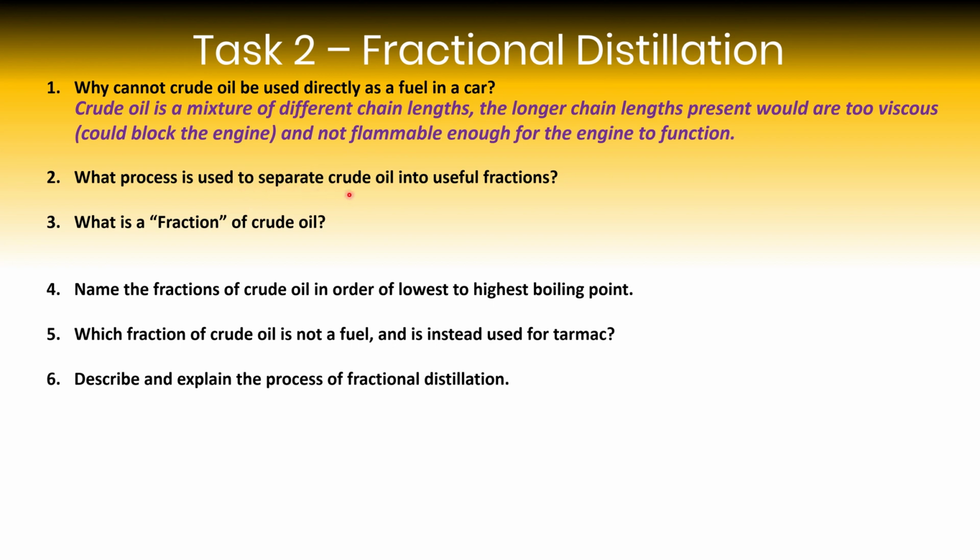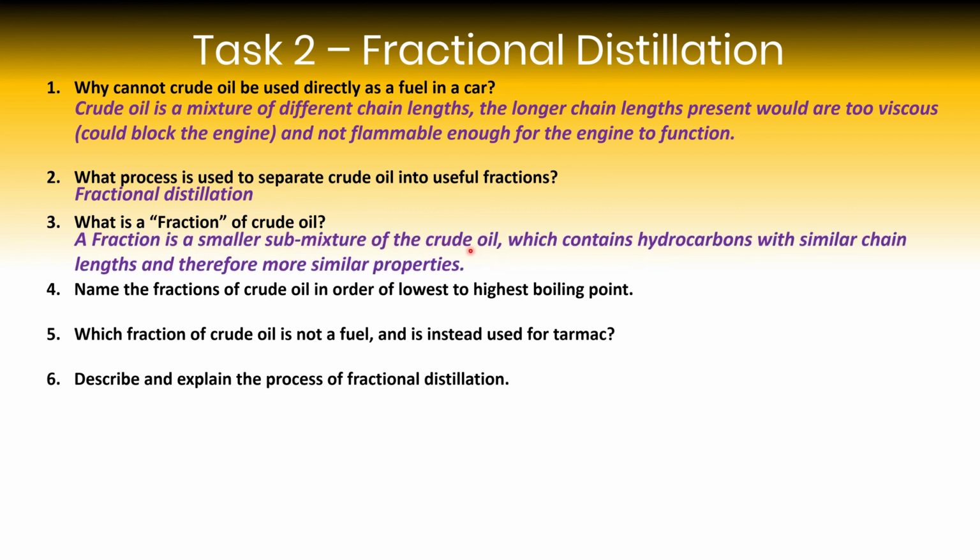The process used to separate crude oil into its useful fractions is called fractional distillation, where a fraction of crude oil is a smaller submixture of the crude oil which contains hydrocarbons with similar chain lengths and therefore more similar properties, for example similar boiling points. The fractions of crude oil in order from lowest to highest boiling point are as follows. Natural gases have the lowest boiling point, followed by petroleum, kerosene, diesel, fuel oil, and then bitumen. The fraction of crude oil that's not a fuel, is instead used for tarmac, is called bitumen.